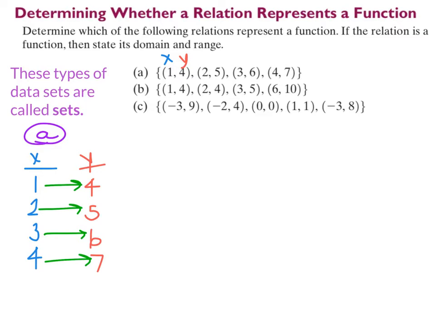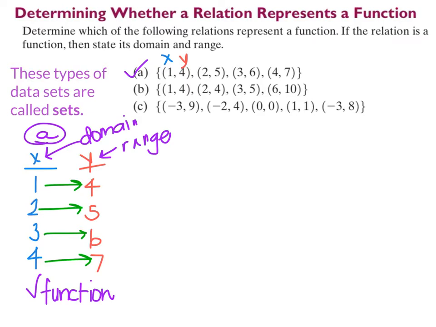So A is a function. And we would say that every x value, so 1, 2, 3, and 4, are part of the domain, and every y value, 4, 5, 6, and 7, are part of the range. So let's take a look at B and do the same thing.